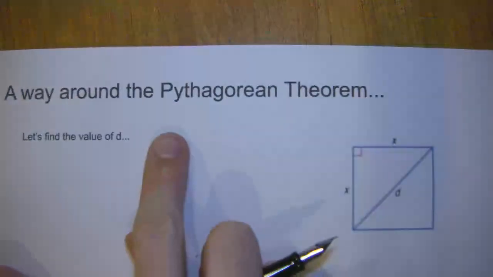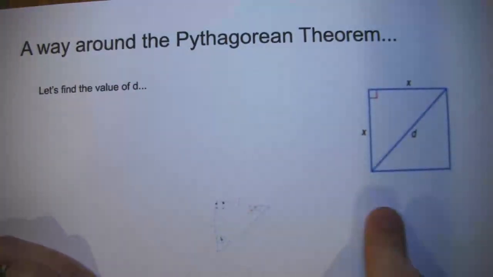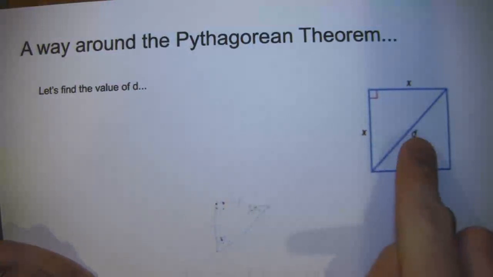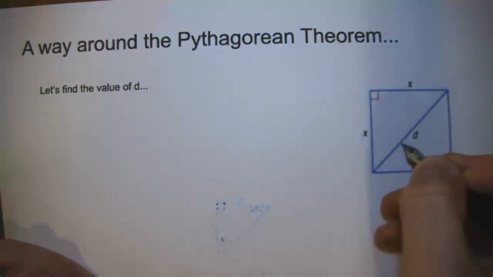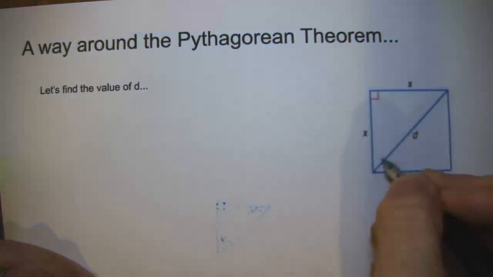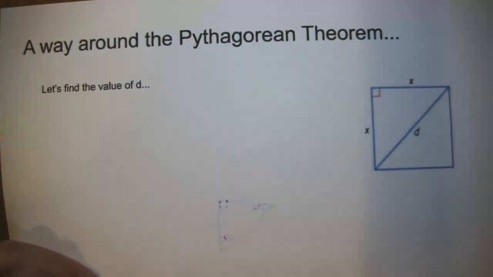So with this, we don't have to use the Pythagorean theorem. In other words, this is our way around the Pythagorean theorem when it comes to a problem like this. So what we're going to do is try and find d and what it's worth. Now notice d in this case has been set up as the hypotenuse of this isosceles right triangle. In this case, we have a square that's been divided.